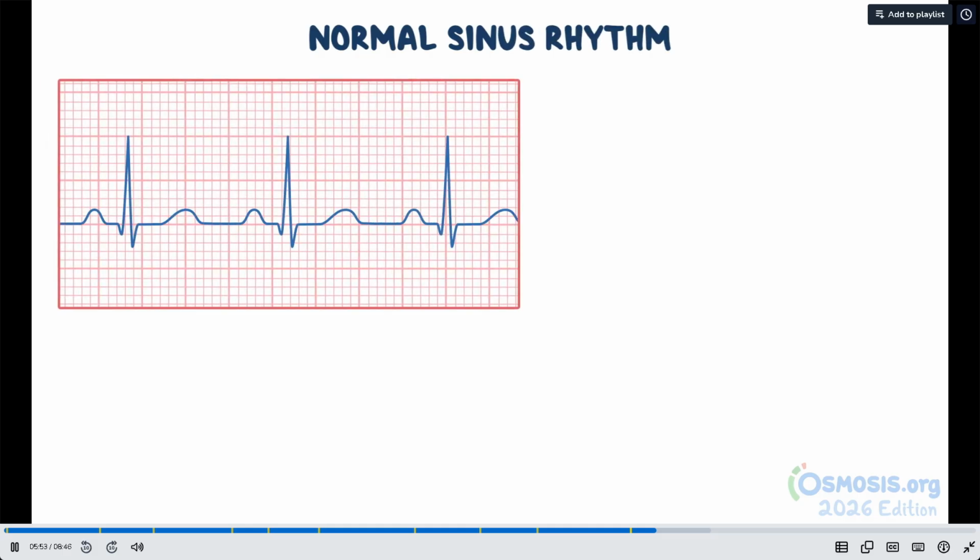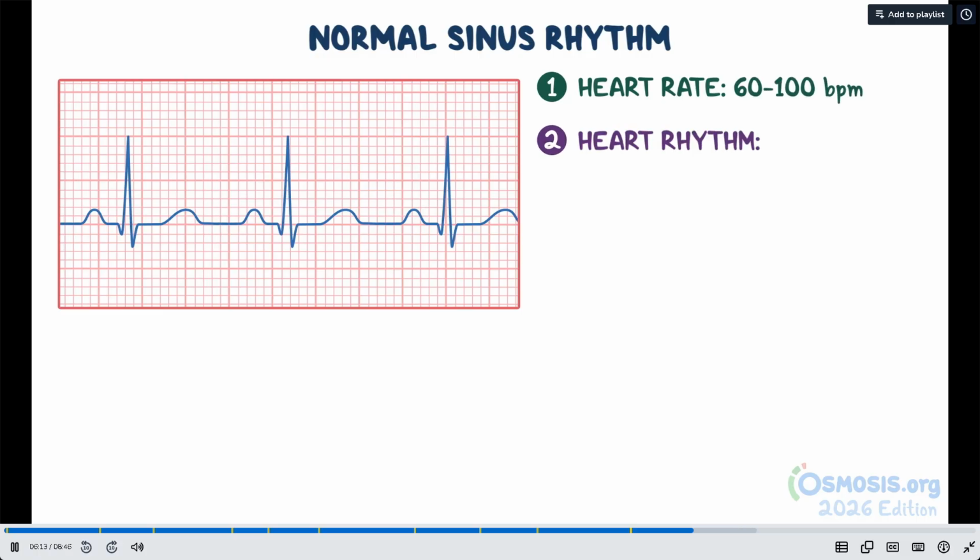Now that we've broken down what a single heartbeat looks like on the ECG, we can talk about what counts as a normal sinus rhythm. It's not just about having a heartbeat. We must check a few specific boxes to say that a person has a normal sinus rhythm. First, it's the heart rate, which refers to how fast the heart is beating. To say someone has a normal sinus rhythm, their heart rate should be between 60 and 100 beats per minute at rest. Second, we have heart rhythm, which refers to the regularity of the beats.